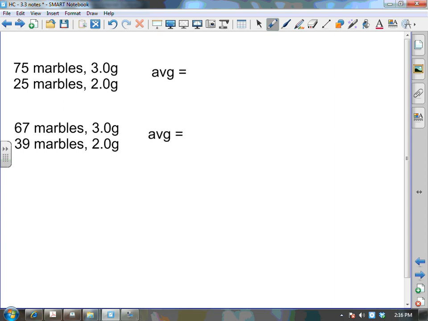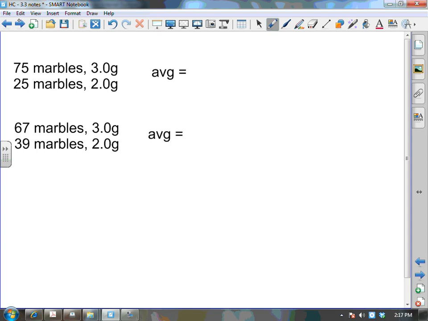Let's say you had 75 marbles that were 3 grams each, and you had 25 marbles that were 2 grams each. What would be the average mass of all those marbles? Some of you could probably pick up your calculator right now, figure out that number, and get an average. I'll have you do that in a second.